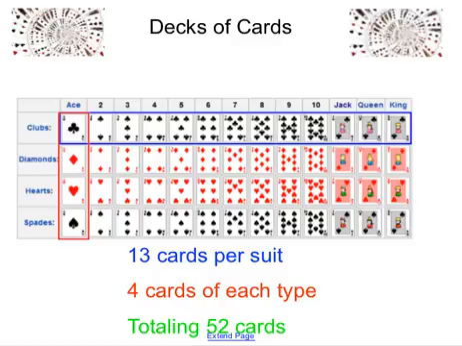You also have to know decks of cards, which everybody just got really excited about. When you look at this, there are 13 cards in a suit: ace, 2, 3, 4, 5, 6, 7, 8, 9, 10, then the jack is 11, the queen is 12, and the king is 13. You also have to know that there are 4 cards of each type. In this red box, there's an ace in each suit. If you multiply those together, you get 52 cards in a deck.